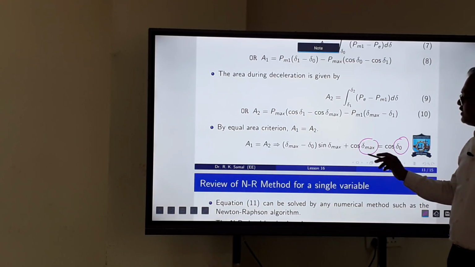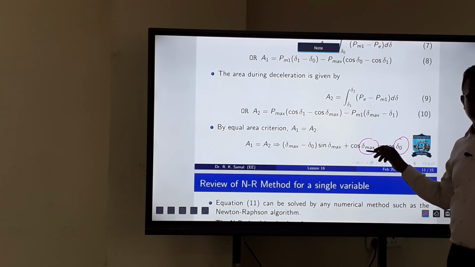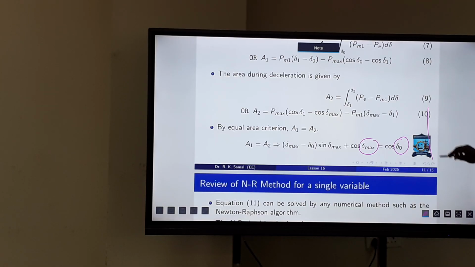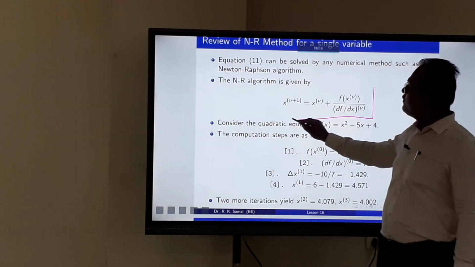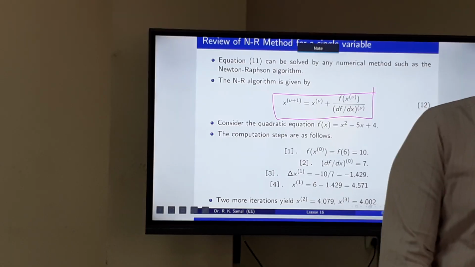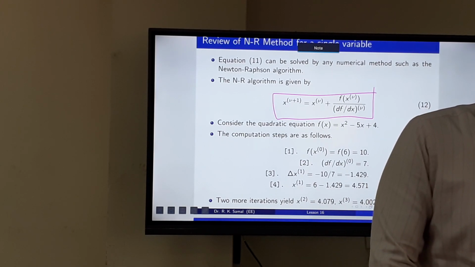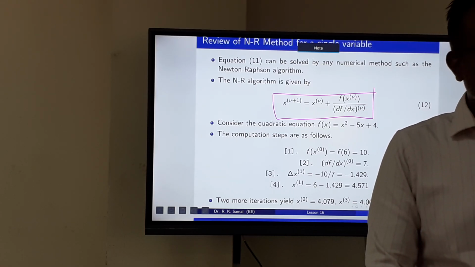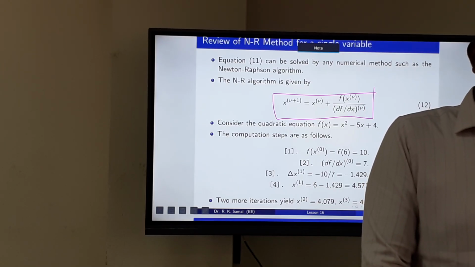Now this delta max appears everywhere, so the only method to solve it is an iterative method, which is the Newton-Raphson method. I have given an example of how to solve using the Newton-Raphson method. What you will do is guess one initial value of delta max. What will be the initial guess? 90 degrees or 80 degrees, or even 110 is fine, but always make it below 90. Say 80 degrees. Then you iterate using this formula.